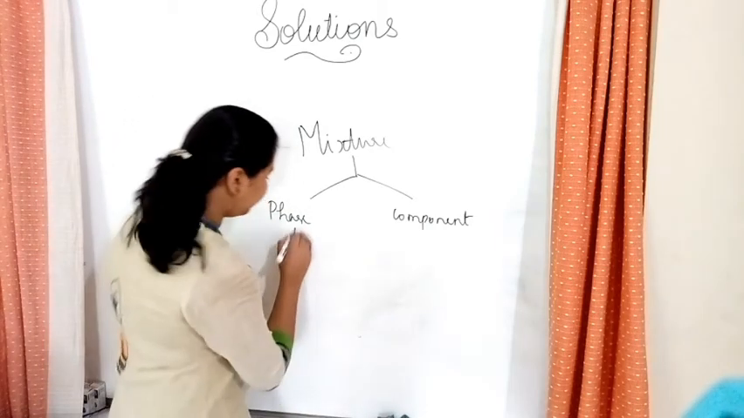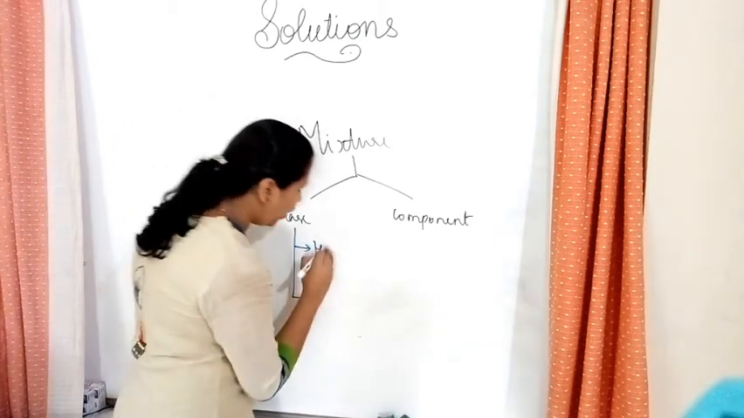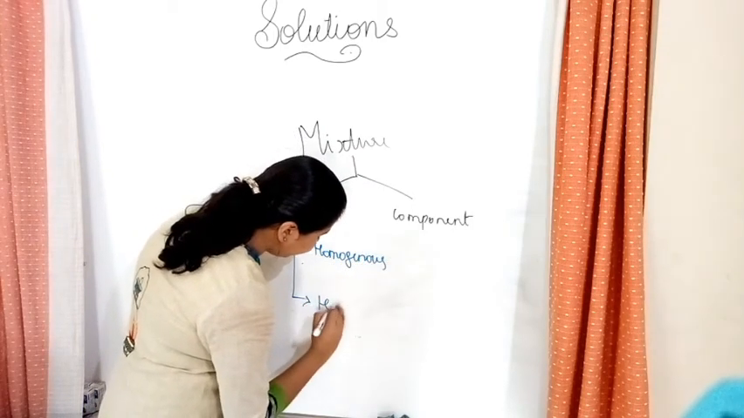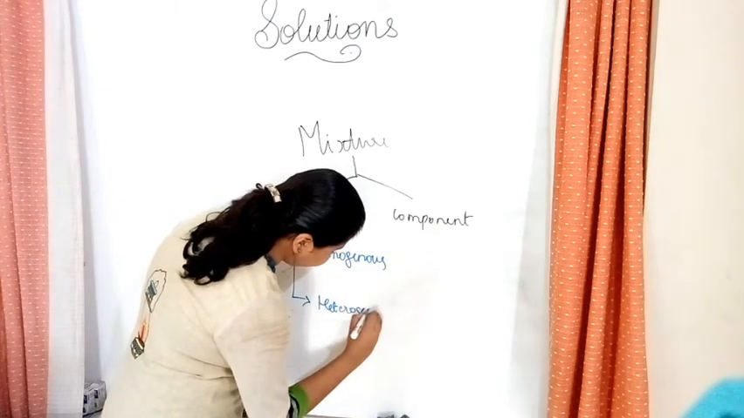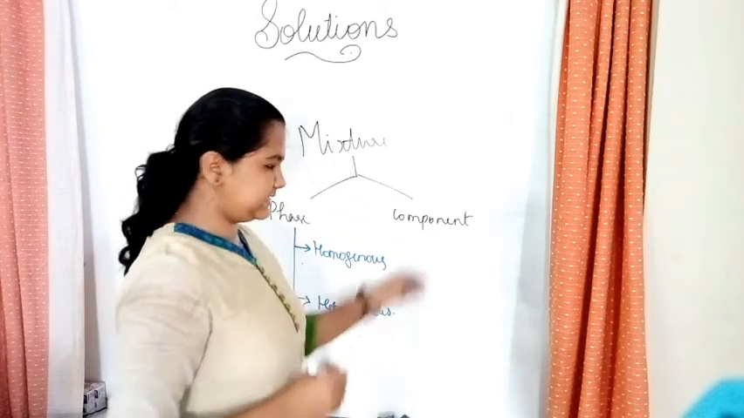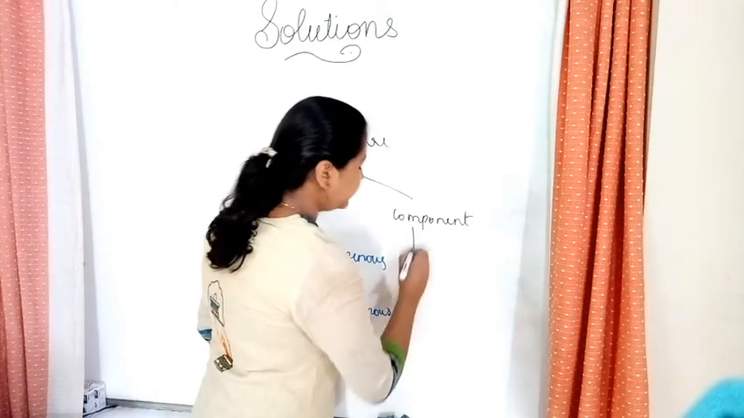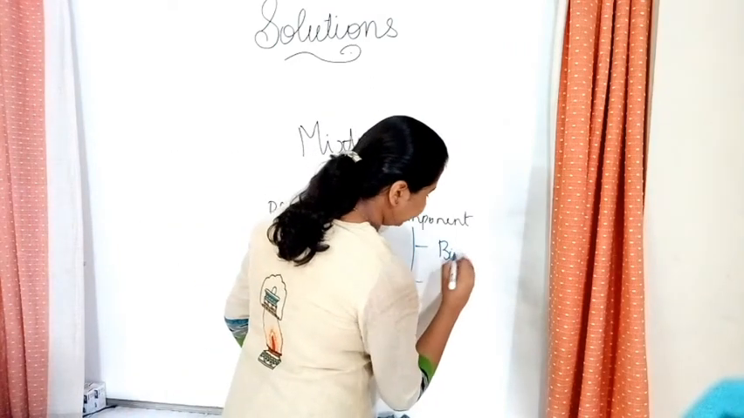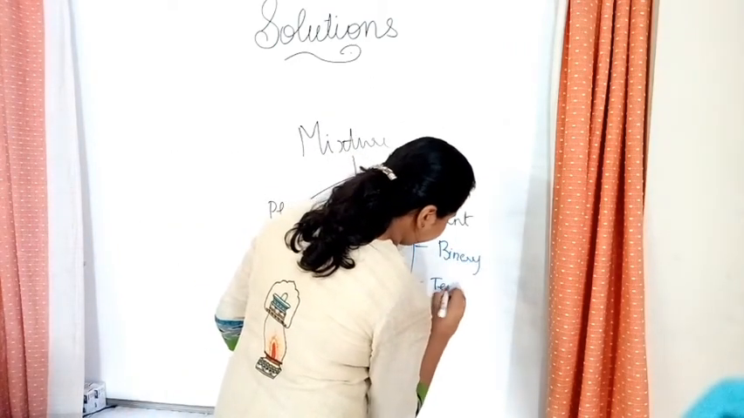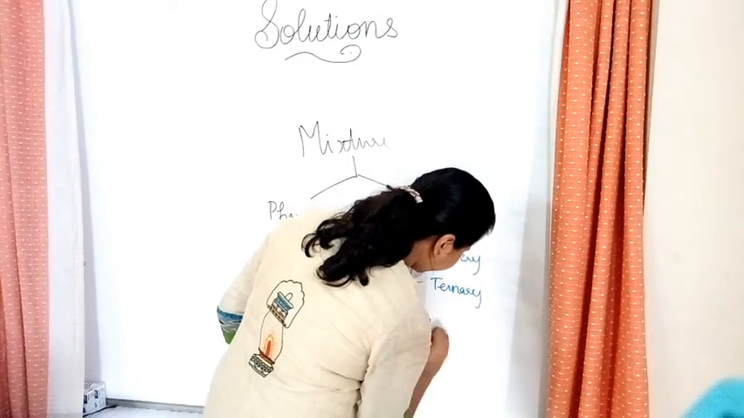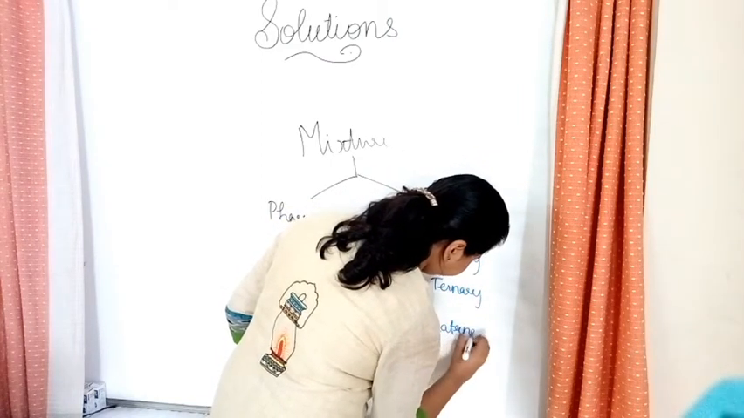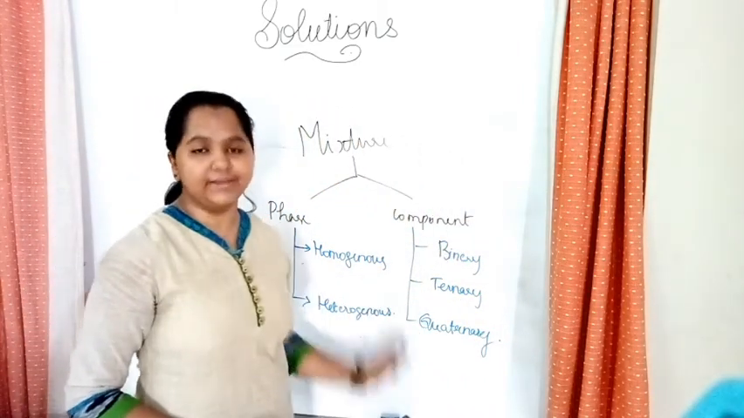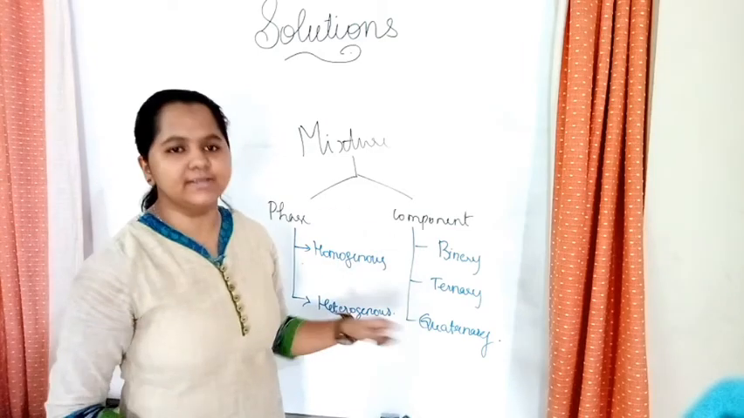Under phase there are two of them. The first one is homogeneous and the second one is heterogeneous. I'll tell you what they are. Let's first discuss the components also. Components are classified according to the number of components. The first one is binary, ternary, quaternary. So under phase, homogeneous and heterogeneous, and under component, binary, ternary and quaternary.